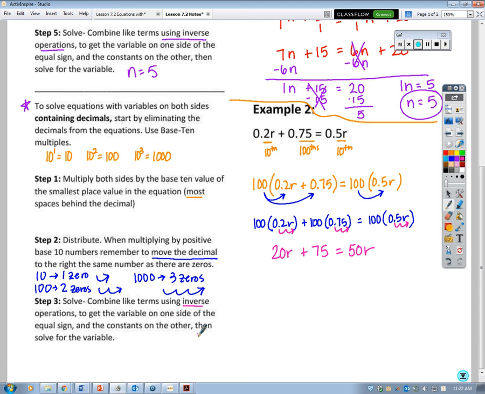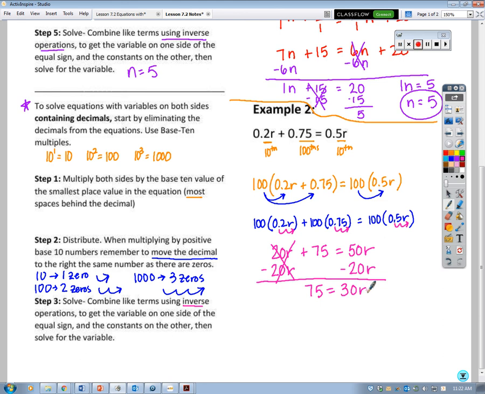So I can combine my variables, right? My constants, I've only got this one here, and I can't move this variable term over to this side because then I have nothing on this side of the equal sign, right? Constants on one side, variables on the other. So I need to move my 20r, and it is positive, so I'm going to subtract. So minus 20r on this side, same thing on the other side, minus 20r. This is gone. Now I have 75 equals 50r minus 20r, which is 30 times r.